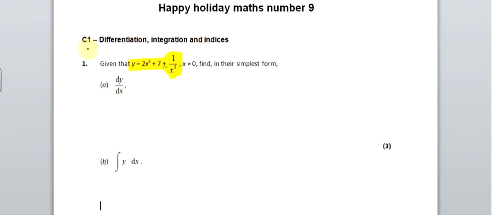So before we go any further, we're just going to get this out of fraction form here. So this is going to turn into y is equal to 2x to the 5 plus 7 plus x to the minus 3. So that's the first bit. Now I can differentiate it.